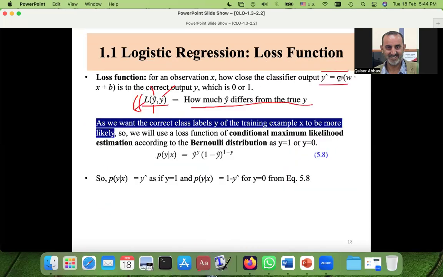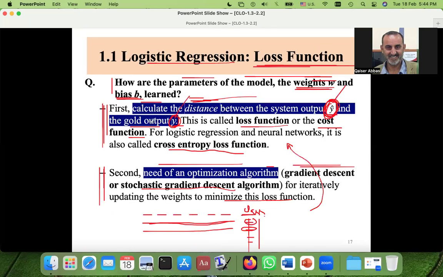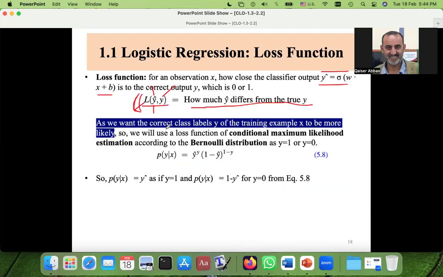Y cap is basically what? Sigmoid of w dot x plus b. This is from the previous discussion. So we are writing our first point. How can we calculate the distance between y cap and y? We are writing it theoretically in sentence form. First, we can say that this is the loss. We want to calculate the loss between y cap and y. In other words, we want to calculate the difference between y cap and y.